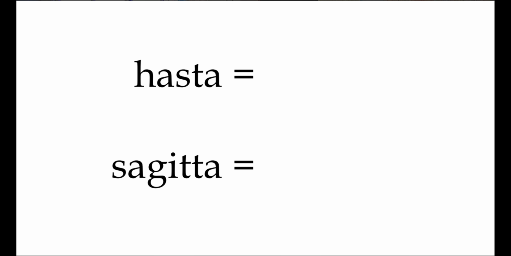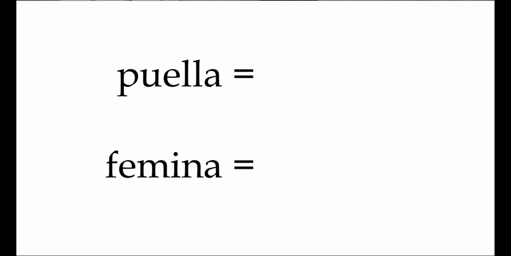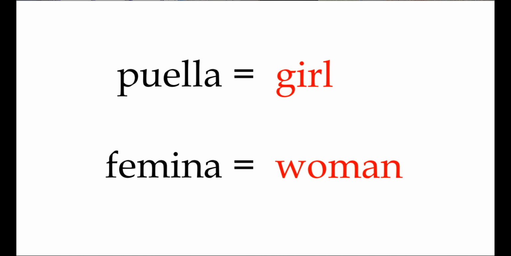And see what we've got. Okay, so here's your first pair, hasta and sagitta. Hasta's the spear, sagitta's the arrow. If that helps you to remember, think of Sagittarius. Sagittarius is always carrying a bow and arrow, so he's the archer. And the next pair, puella and femina. Femina is the woman, puella is the girl.